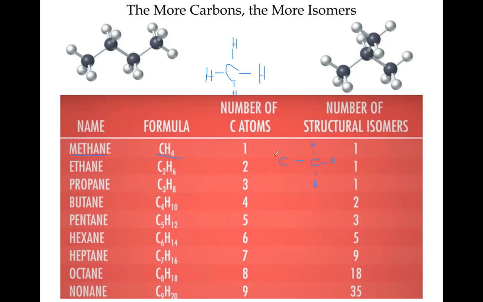Same right here, 3 hydrogens there too. There's no other way to do this. You can't rearrange this, so there are no other isomers for ethane either. And the same with propane, right? It's not until you get to 4 carbons that you can start putting those carbons elsewhere.